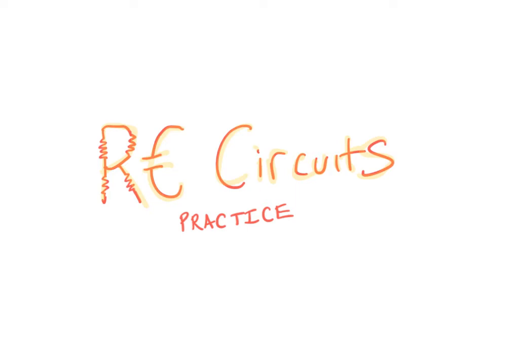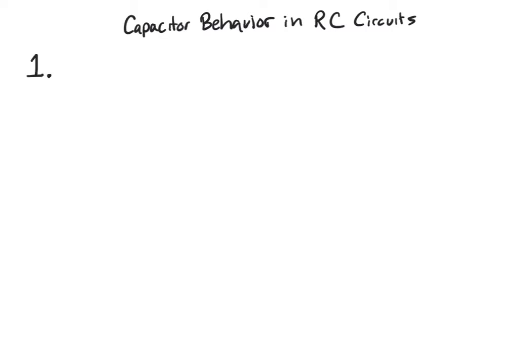In this video, I'm going to go over some tips to help you analyze RC circuits, and we'll go through a couple examples. First, let's talk about capacitor behavior in an RC circuit. The first thing is that an uncharged capacitor doesn't really function any differently from bare wire. In other words, it doesn't affect or impede the flow of current through that part of the circuit.